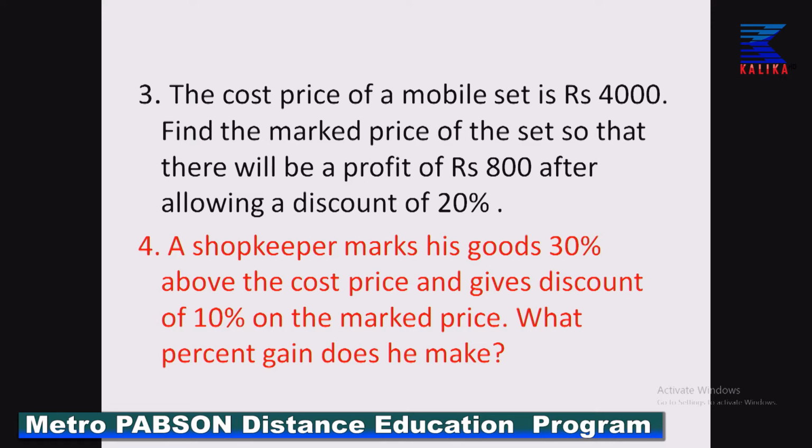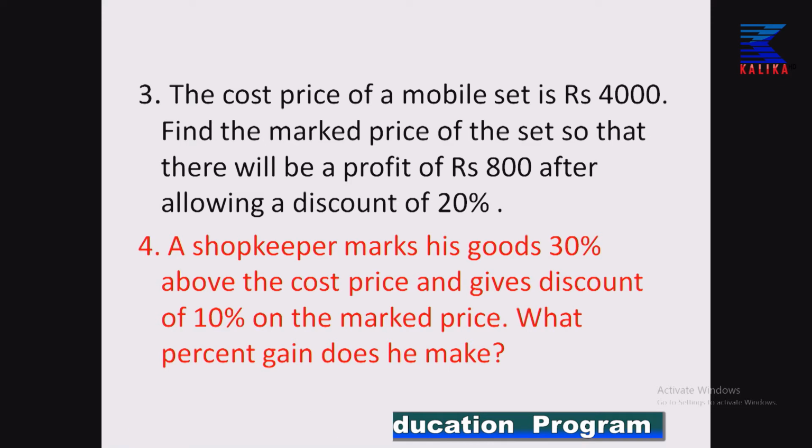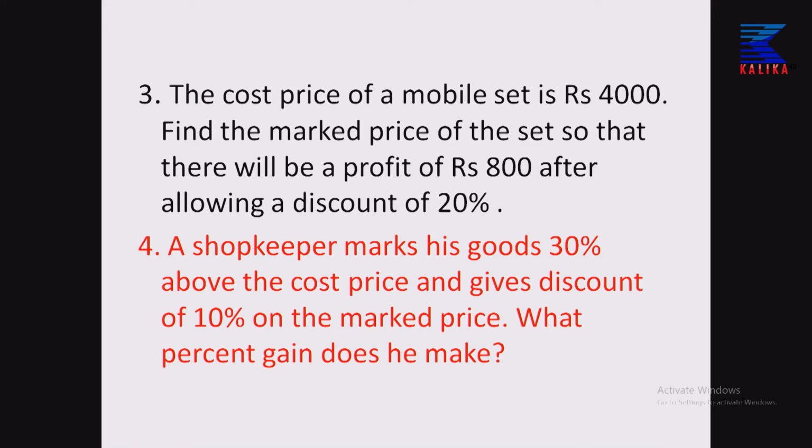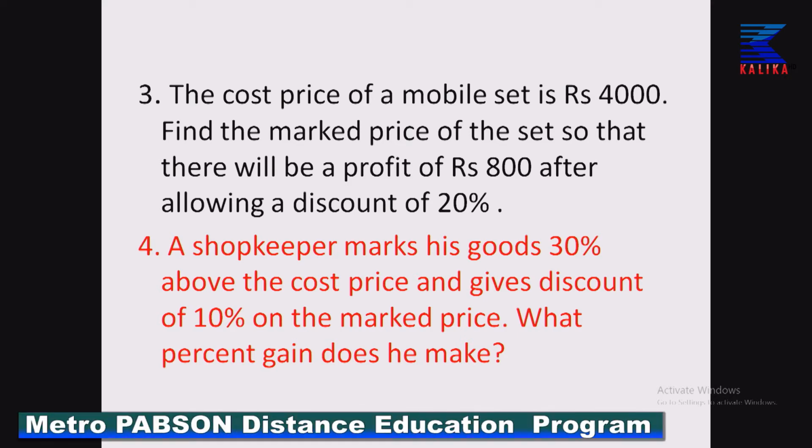Cost price is 4000. Find the market price of the set so that there will be a profit of rupees 800 after allowing a discount of 20%. Question number 3.